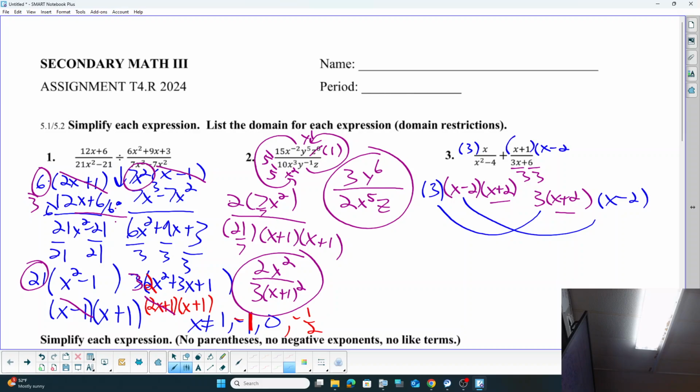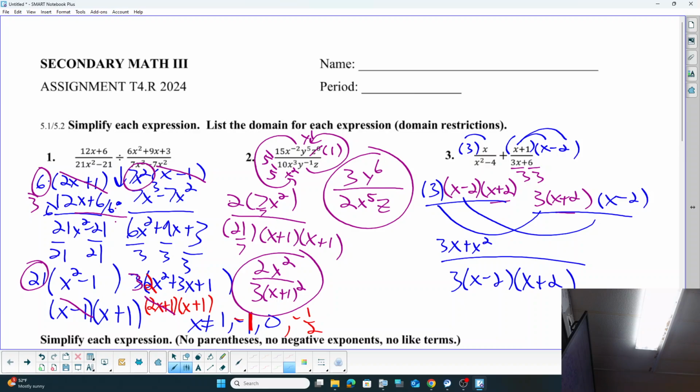And now we have a common denominator. Do you see it? Common denominator. So 3 times x minus 2 times x plus 2. Good. On the top, we have 3 times x is 3x. But then we have x times x is x squared. X times negative 2 is negative 2x. 1 times x is 1x. Make sure it's plus, not minus, because you have to distribute that through. And then last but not least, 1 times negative 2 is negative 2.